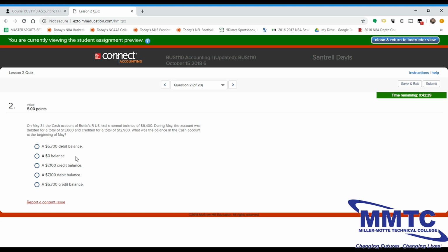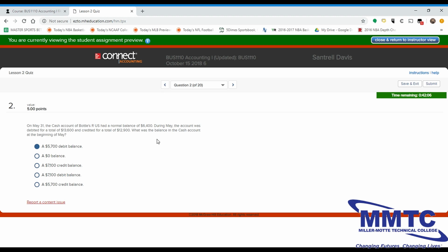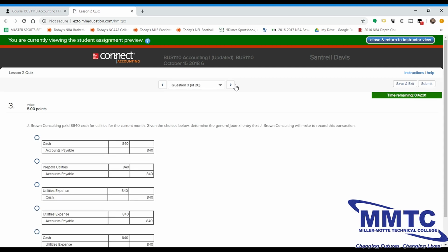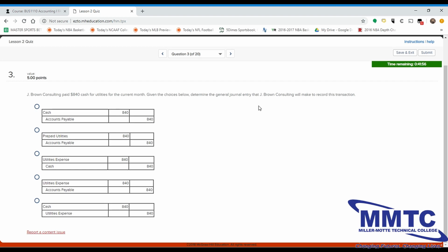The 5,700 would be a debit balance in your cash account, because anything positive in your cash account will be a normal balance, which is a debit. Is it asking whether this 5,700 is a debit balance? Yes, debit balance, because it's positive cash. If we were in a cash account, a credit balance would be negative. So we're still positive.